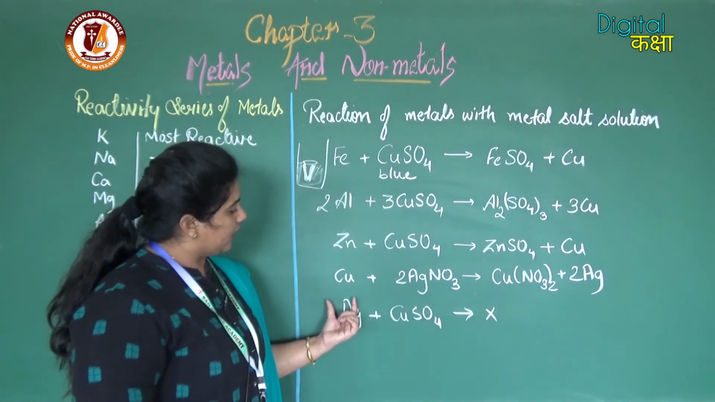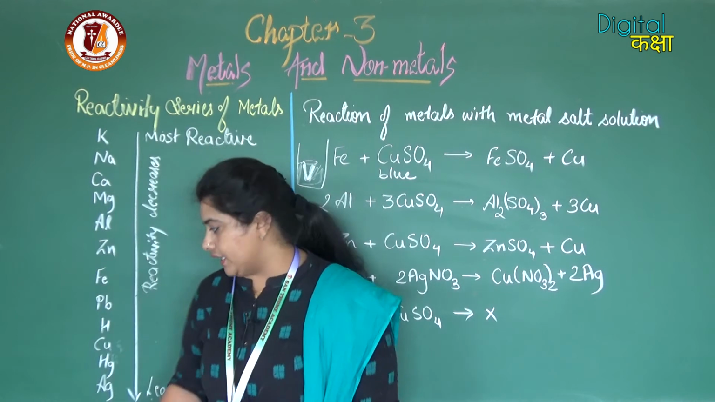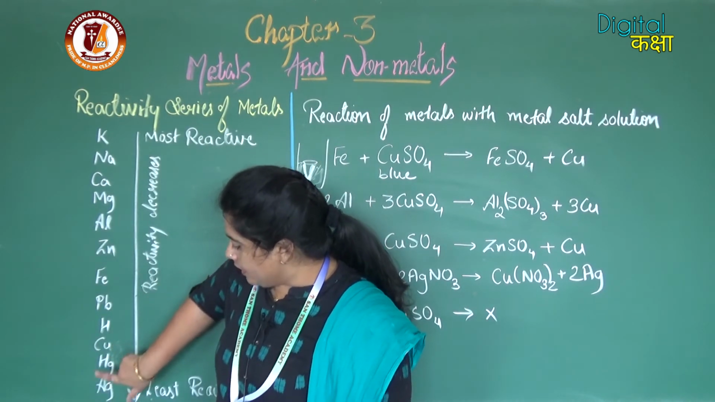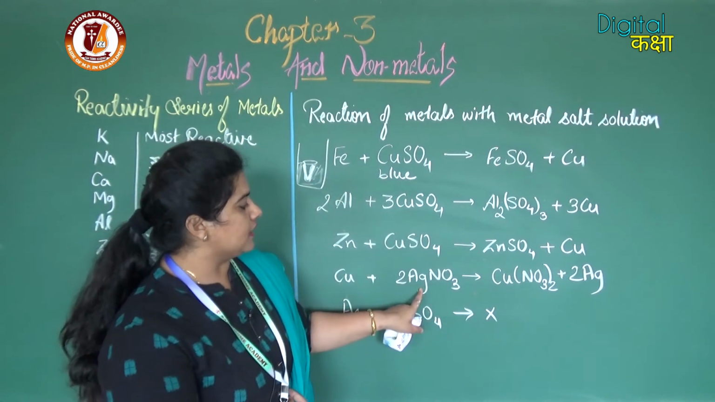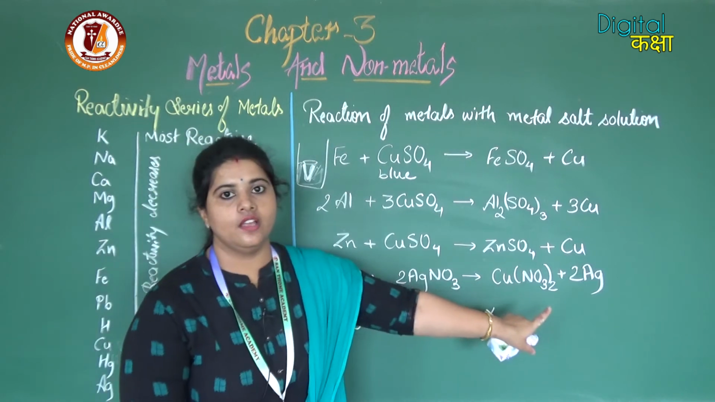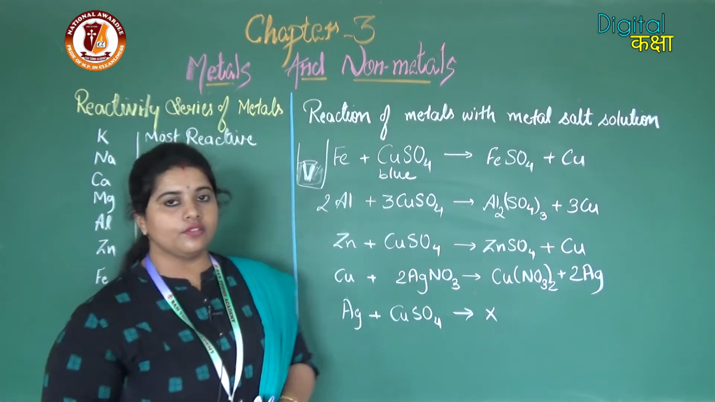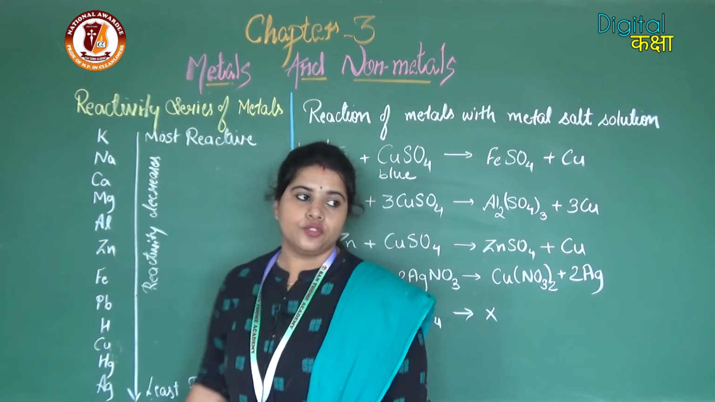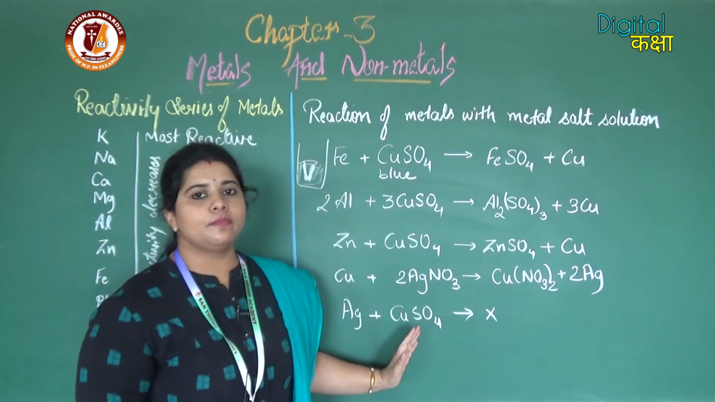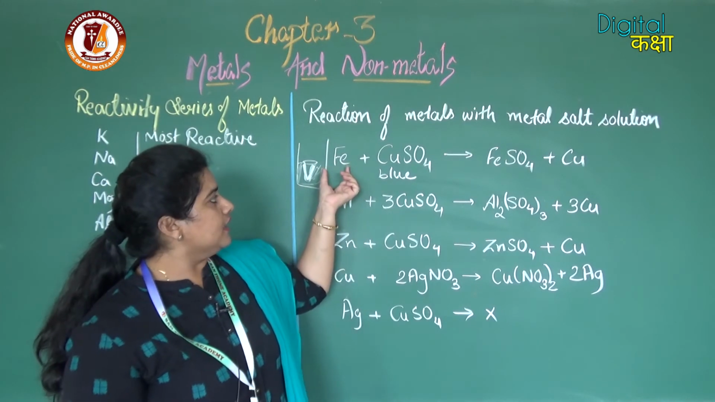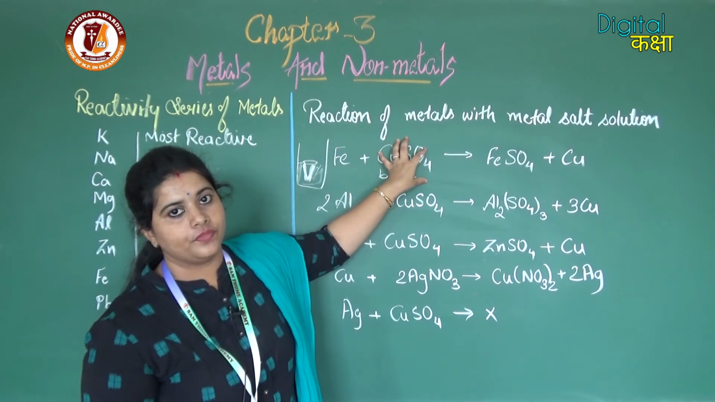Like if suppose I have taken copper and silver nitrate, copper is above silver in the reactivity series. Here we can see copper is above and silver is down. So copper can displace silver from its solution. So copper has displaced silver, copper nitrate is formed and silver is free. Similarly, when silver is reacting with copper sulfate, since silver is less reactive than copper, there will be no reaction. So these reactions are displacement reactions, wherein a single element displaces another element from its compound.